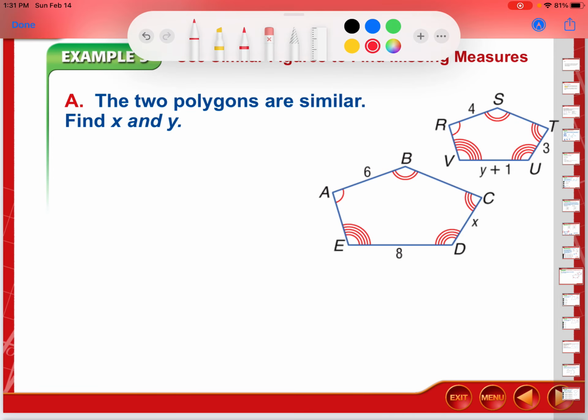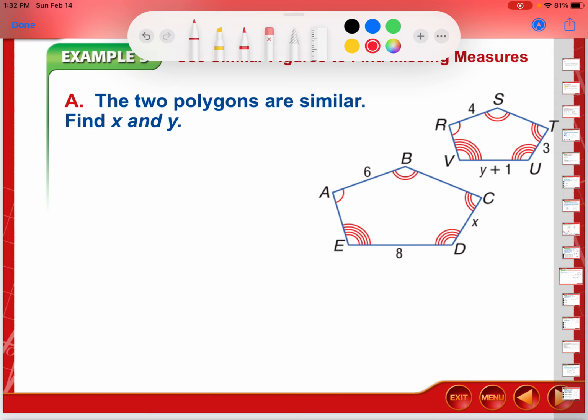All right, so they tell us two polygons are similar. Find x and y. So the nice thing about this is if we look at the angles, A and R are congruent, S and B are congruent, T and C are congruent, D and U are congruent, and E and V are congruent. So they have these shapes oriented the same way, which makes our lives a lot easier because we can just look at them straight across to see which sides are corresponding. So since RS is in the top left and AB is in the top left, we know they're corresponding since these shapes are oriented the same.